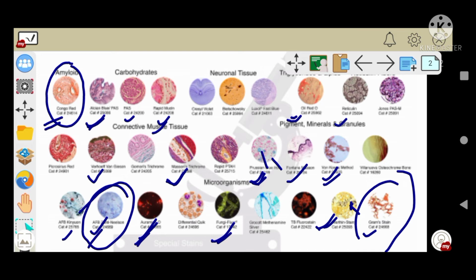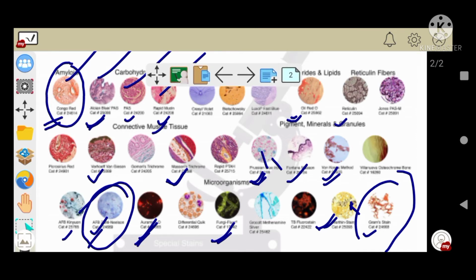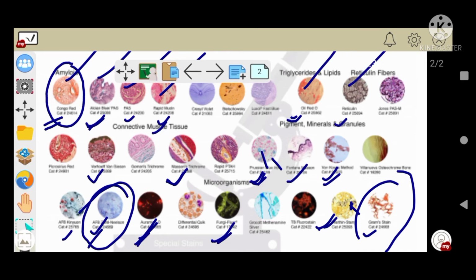So the important ones are the amyloid, which I discussed, Alcian blue, the PAS stain, mucin, and oil red O, reticulin stain, right? Von Kossa, then Masson Fontana, right? Masson trichrome, Verhoeff, and AFB, yes, and calcofluor, this Warthin-Starry silver, right? So these are a few important ones which you should not miss. And there are other stains like India ink stain.